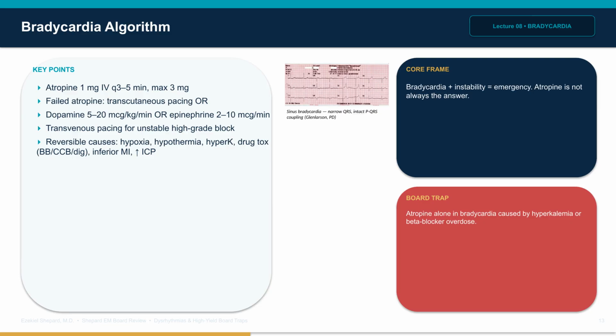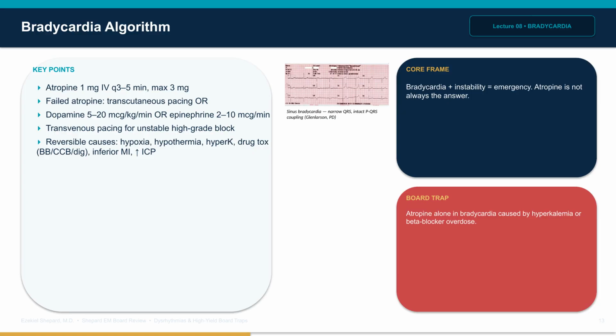It is typically ineffective in high-degree blocks, Mobitz 2 and complete heart block, because the block is below the AV node, where vagolysis cannot help. Go straight to pacing in those rhythms. Sick sinus syndrome buzzword: tachy-brady syndrome, alternating supraventricular tachycardia and symptomatic bradycardia, classic in older patients, ultimately needs a permanent pacemaker.